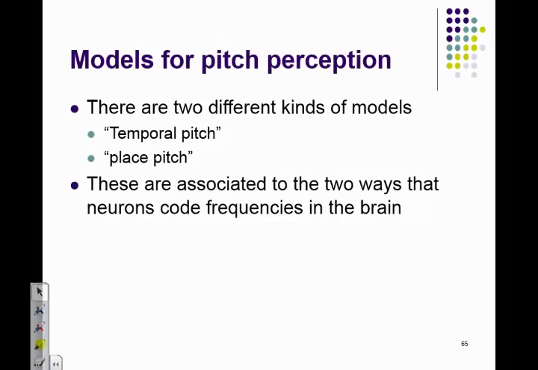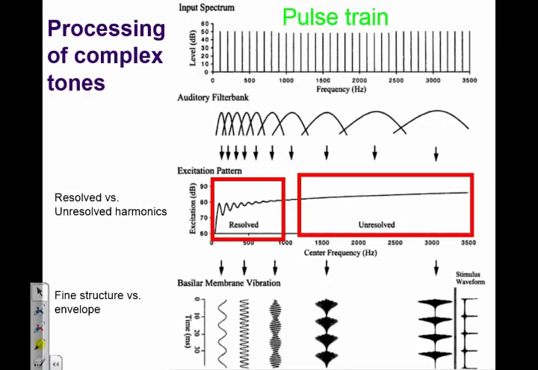There are two kinds of models to understand how our brain is actually analyzing that. One is temporal, measuring time, and the other one is place, measuring frequency. Why it is called place we come to in a second. They are associated in both ways to the way that neurons actually code frequency in the brain. And this takes a bit to explain.